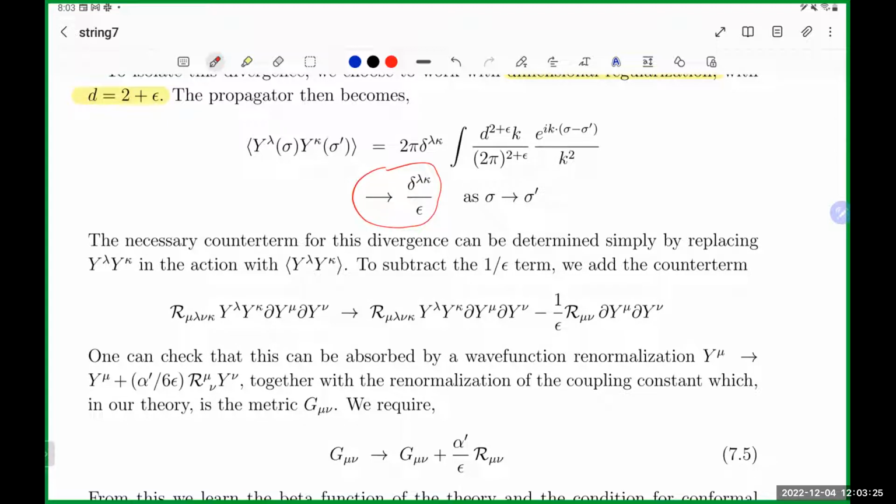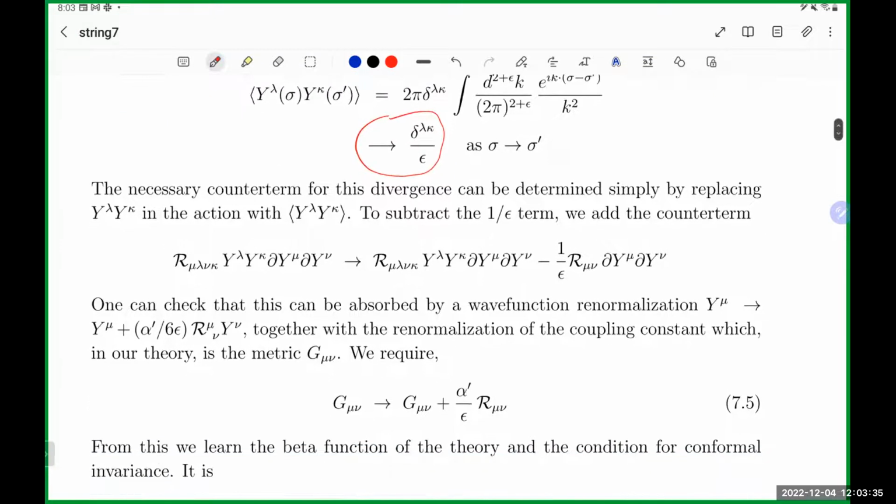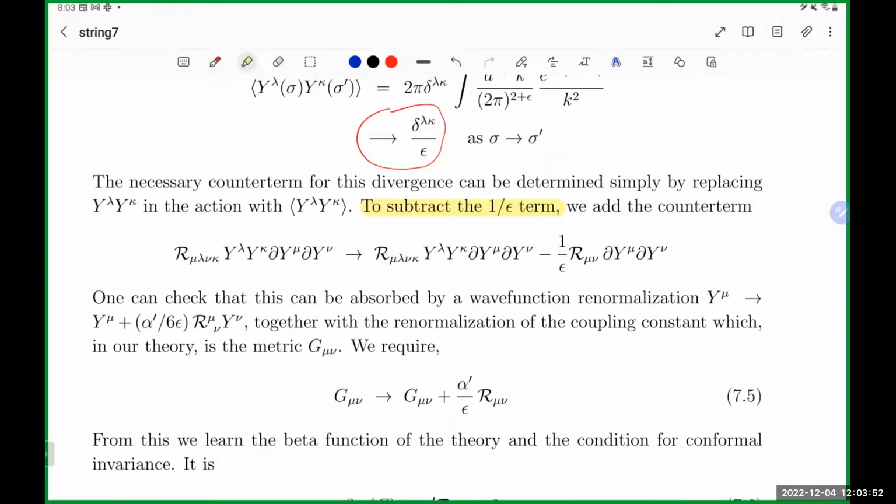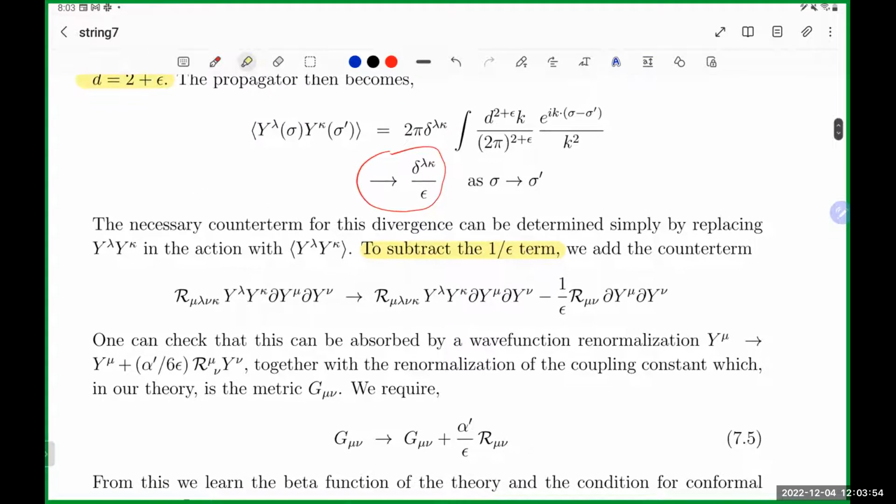Okay, so now we need counter terms, just the standard story to subtract the 1 over epsilon divergence. Again, you add a counter term, the usual story. This is just standard perturbative RG. We can find this in any textbook. So you want to subtract the 1 over epsilon divergence, and so you add this counter term. So instead of this, you add this term.